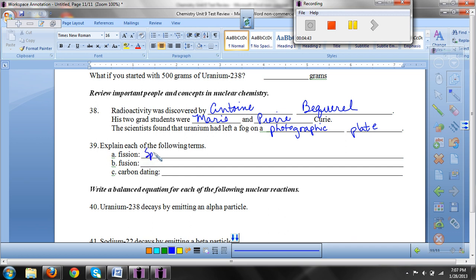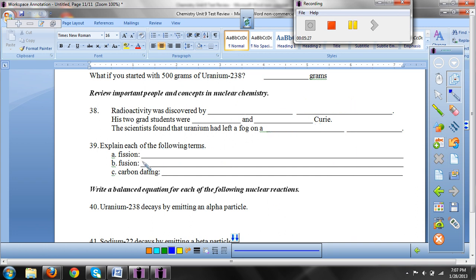Fission is the splitting of a heavy nucleus into two or more lighter nuclei, plus some neutrons, N-E-U-T-R-O-N-S. And those look like what? 0, 1, N. Okay? So that is fission.